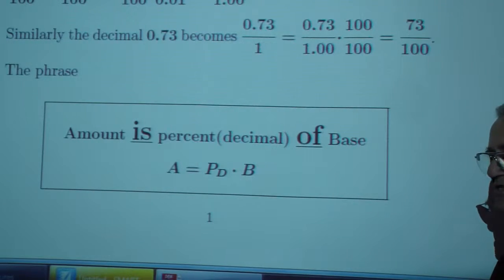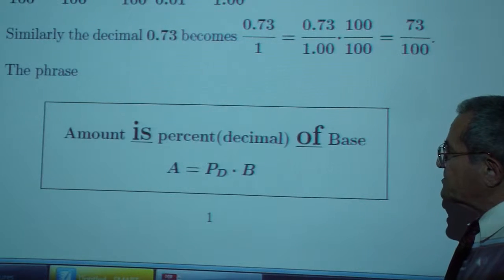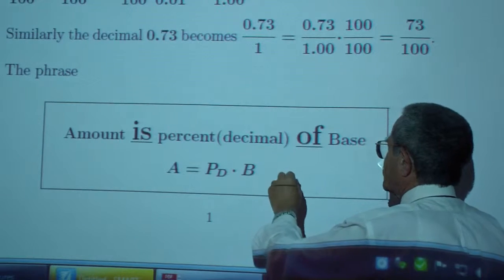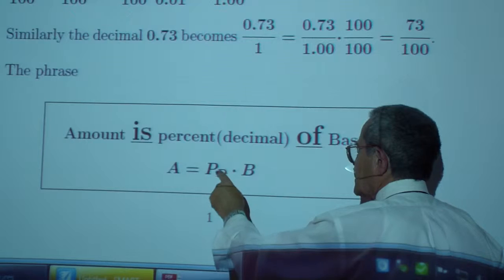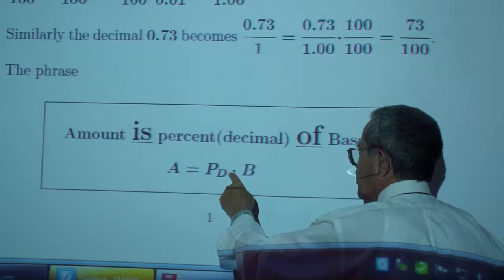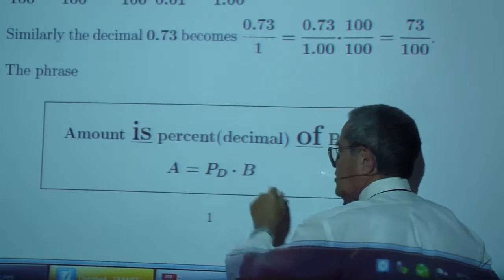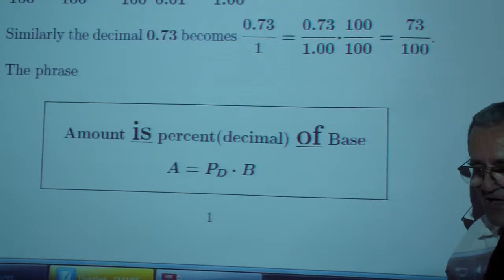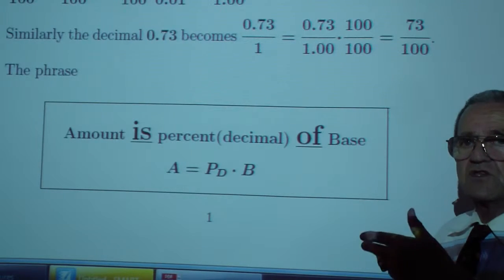Okay, something else that is very, very important. Whenever you work with percent, it is helpful to think of amount is percent as a decimal of base. Amount is the equal sign, percent as a decimal of, which means multiplication, base. That is, is and of. Once you succeed in rewriting the percent statement in the form of an is and an of, you get it made.